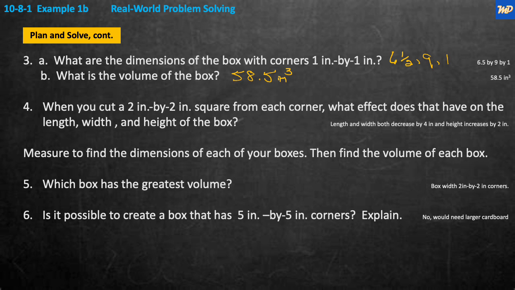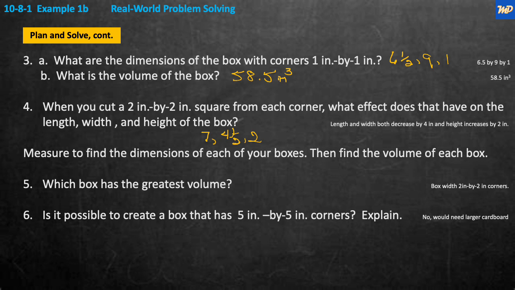We're going to have a length of 7 inches, and we're going to have a width of 8.5 minus 4, 4.5 inches, and a depth of 2 inches. Okay? So the height increases by 2 inches from flat, right?